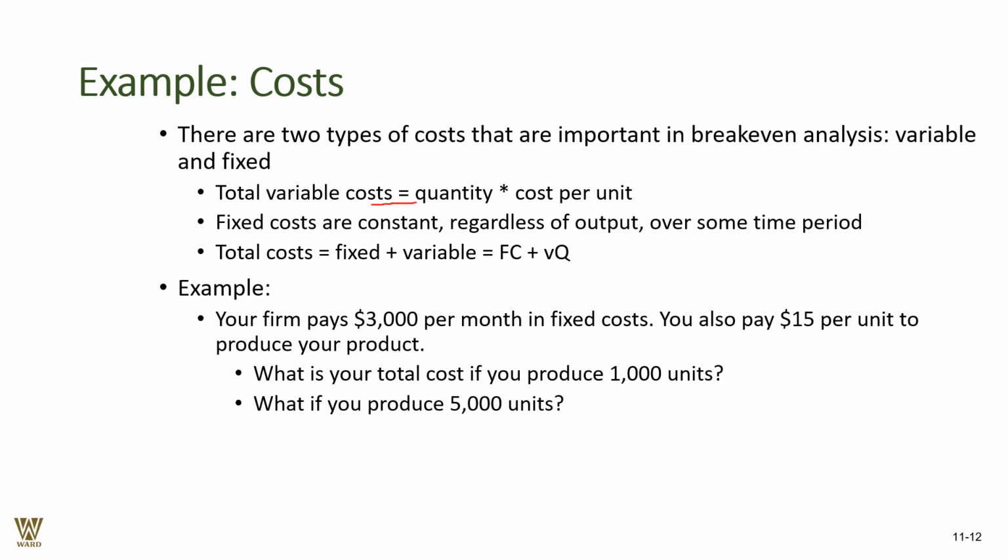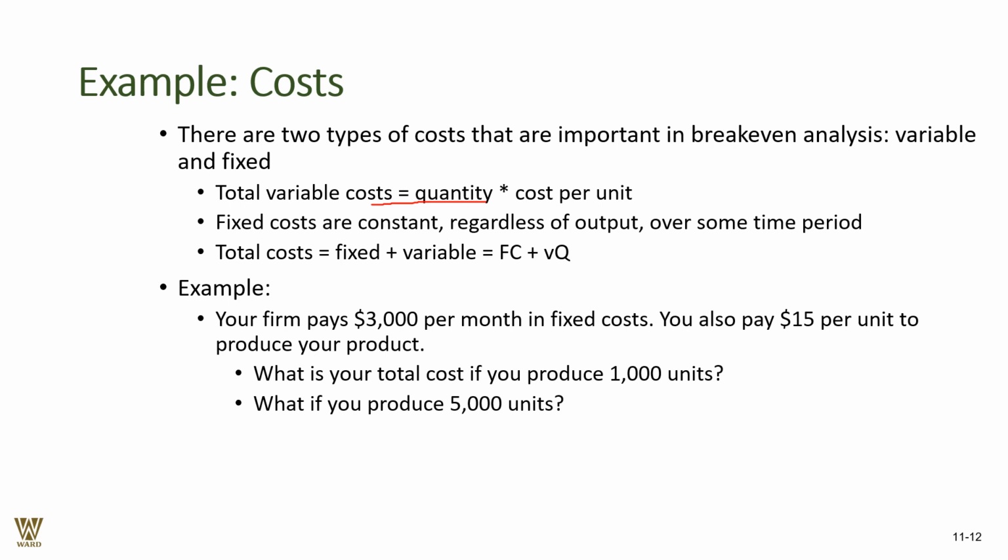Variable cost is all about quantity multiplied by the cost per unit. Fixed costs are constant regardless of output over a period of time. So total cost, TC, is equal to fixed cost plus variable cost, which is VQ.